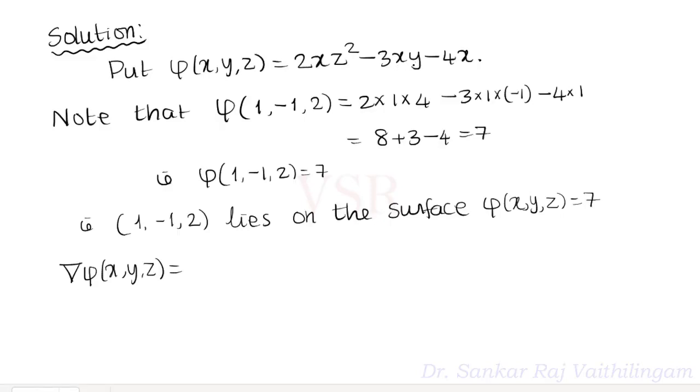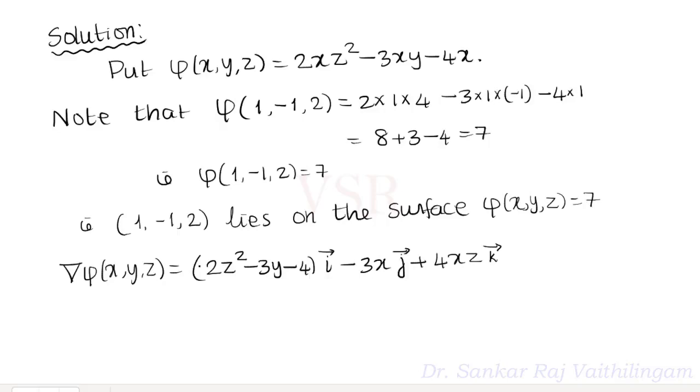அப்ப x பொறுத்து போடும்போது 2z square minus 3y minus 4 into i vector, plus y பொறுத்து டிஃபரன்ஷியேட் பண்ணும்போது இதுல ஒண்ணுமே இல்ல, இதுல வந்து என்ன கிடைக்கும், this is equal to minus 3x. அவ்வளவுதான், வேற எதுலயுமே இதுல வேற y இல்ல இல்லையா, minus 3x into j vector. இப்போ z பொறுத்து டிஃபரன்ஷியேட் பண்ணும்போது, this is 4xz, plus 4xz into k vector. So this is the del phi of x comma y comma z.